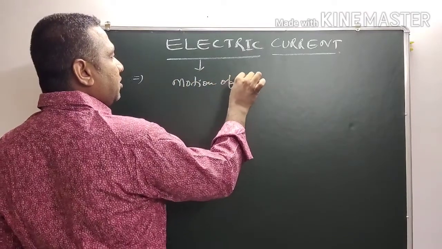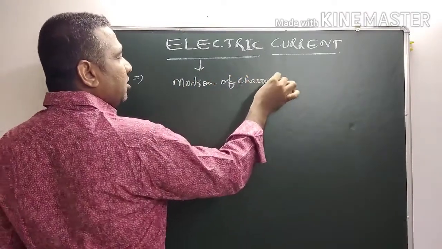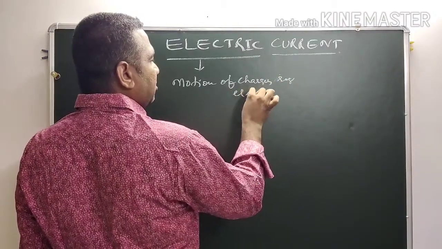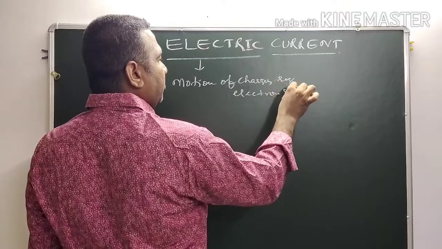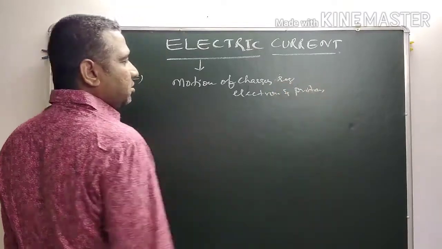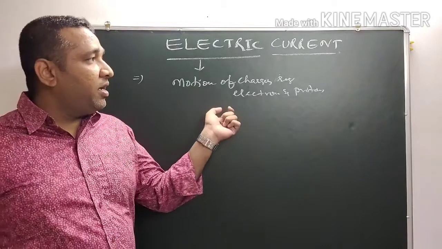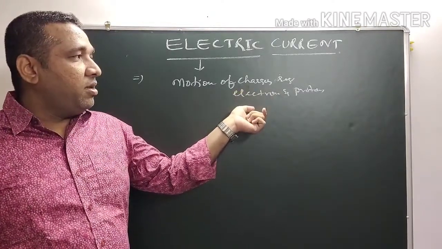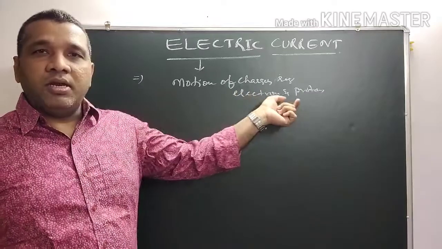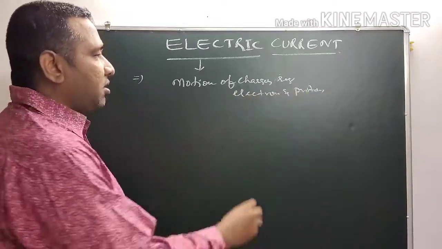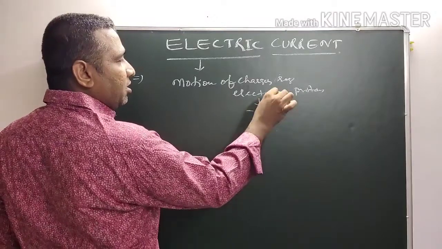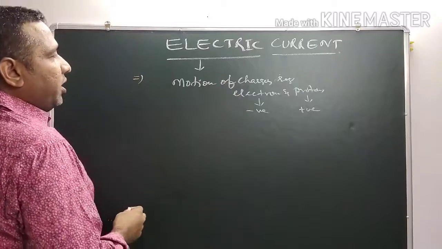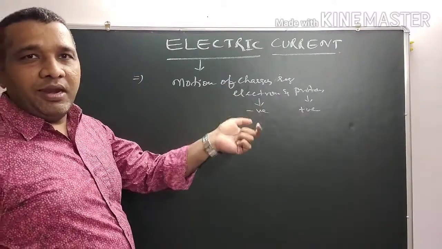Motion of charges regarding electrons and protons. So electric current will be considered when the charges are in movement. Those charges may be electrons or protons. Electrons are the negative charge particles. Protons are the positive charge particles. So movement of charges constitutes the electric current.